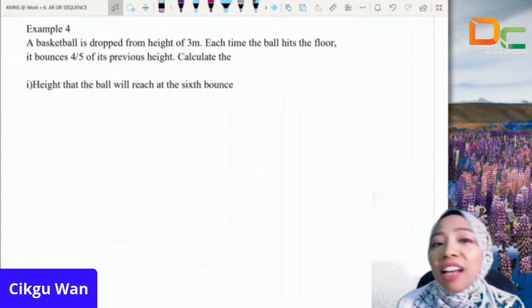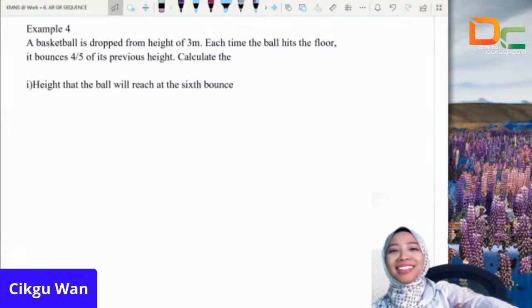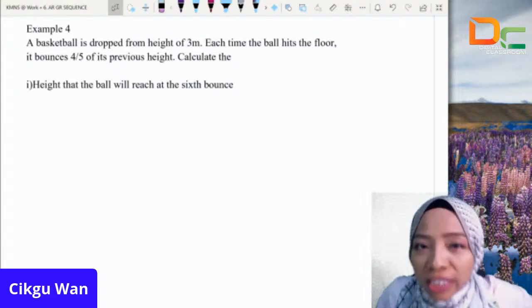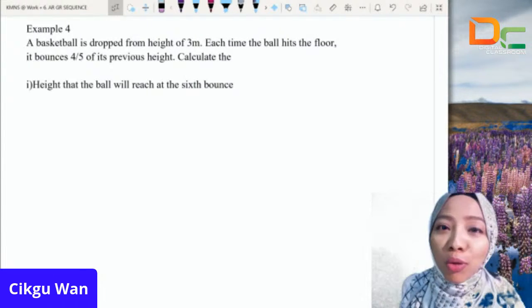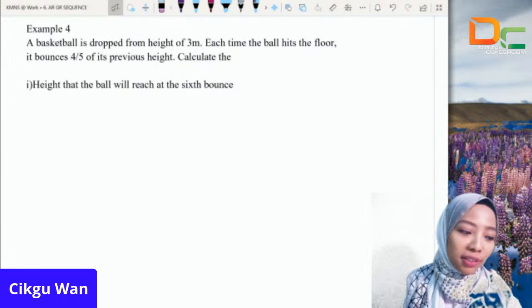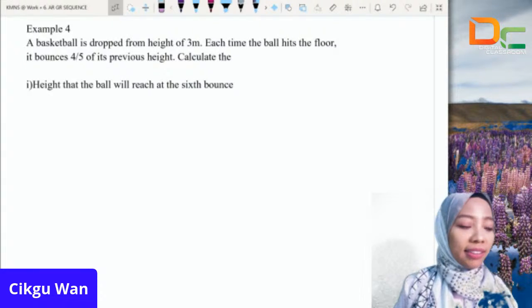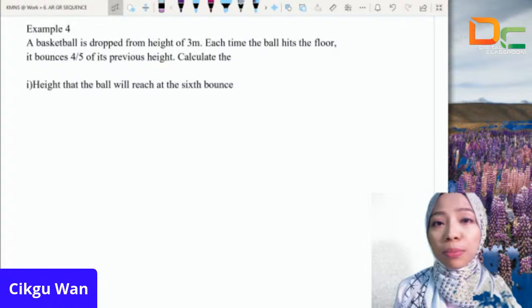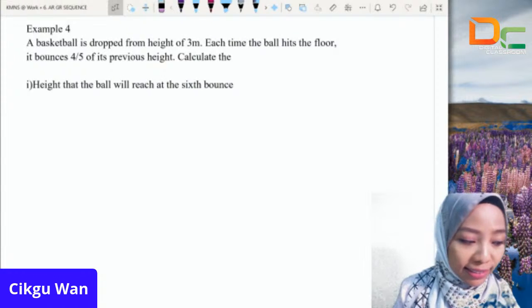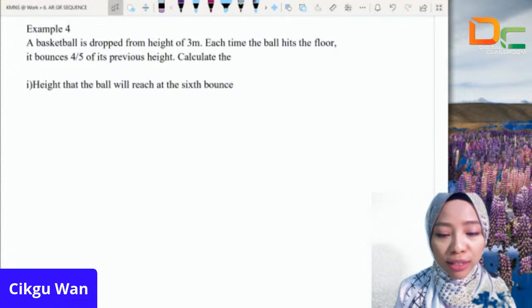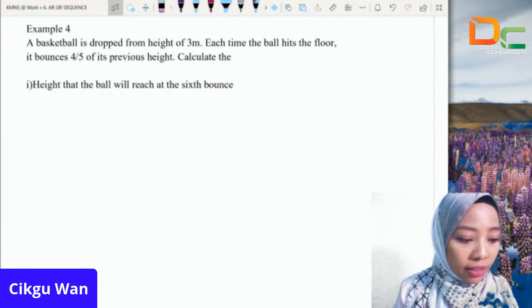Ini soalan exam pasir paper. Cuma dia buat hoki, bola hoki, I buat basketball so bonus untuk you all, soalan pasir. Okay. Cuma soalan pasir dia ada 2. I ambil satu soalan saja. Sebab kalau you boleh buat, insyaAllah you boleh faham lah soalan seterusnya.